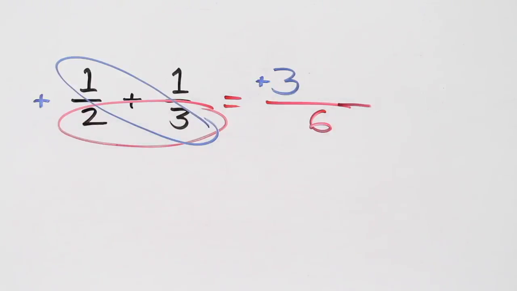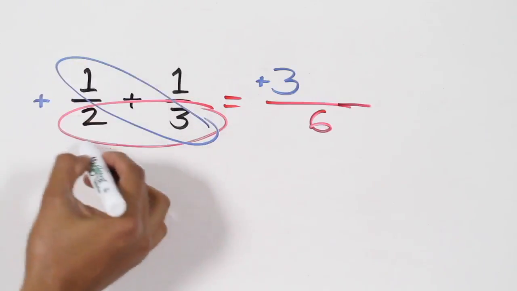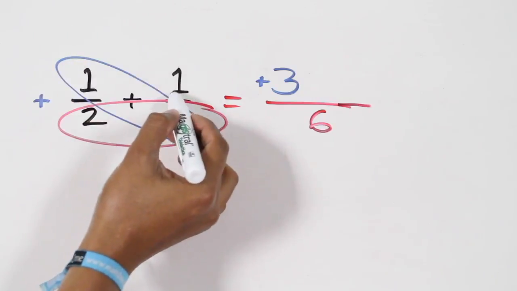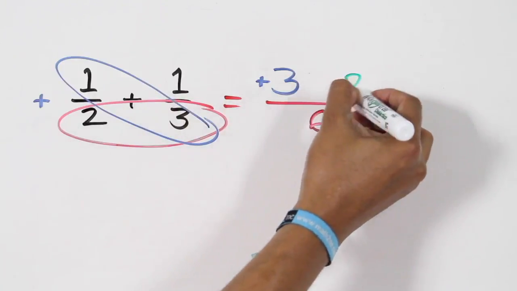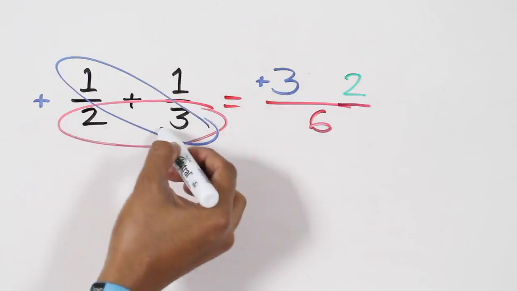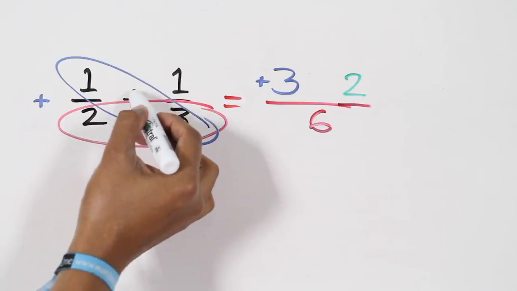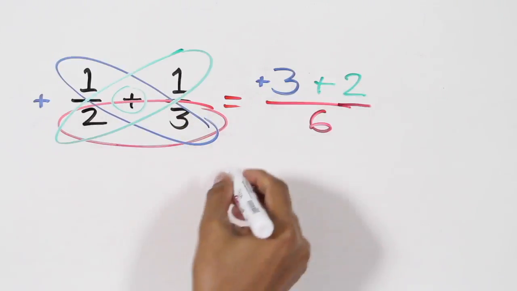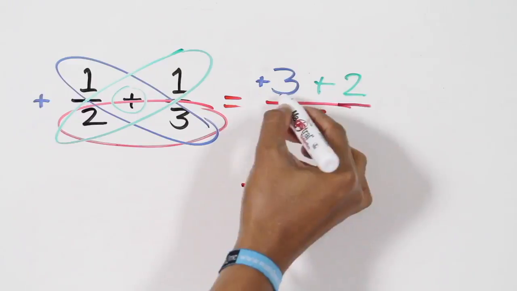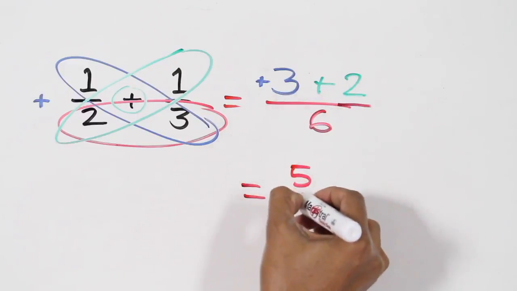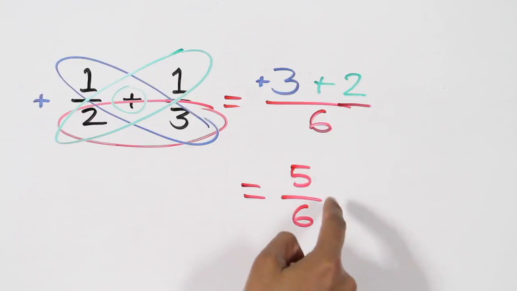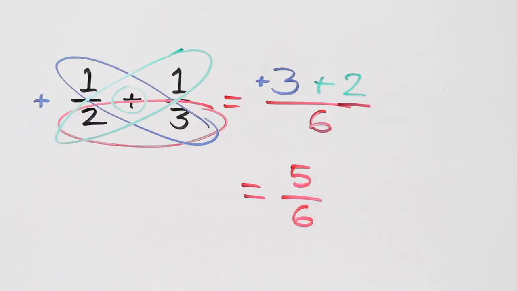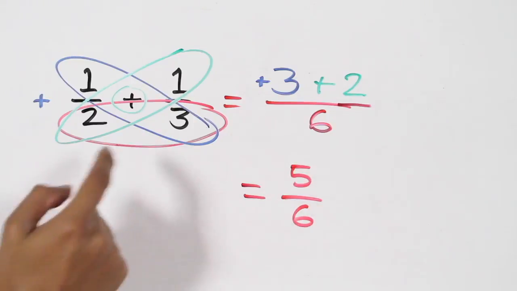Step number 3. Multiply the bottom number of the first fraction by the top number of the second fraction. 2 times 1 equals 2. And also keep the same sign of the second fraction. That is another plus. Then simplify the top part. 3 plus 2 equals 5 over 6. We cannot simplify the fraction because this is the simplest form. So we are done with this addition.